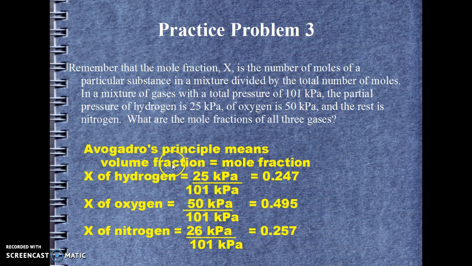Avogadro's principle tells us that equal volumes at the same temperature and pressure contain equal numbers of molecules. That must be the case because all of these are contained in the same volume. So the volume fraction then is the mole fraction. And the mole fraction of hydrogen then must be 25 divided by the total 101, 0.247. Oxygen, 50 divided by the total 101. And nitrogen, 26 divided by 101, the total. So we have these mole fractions for these gases.